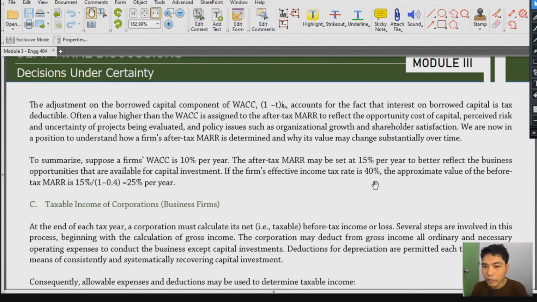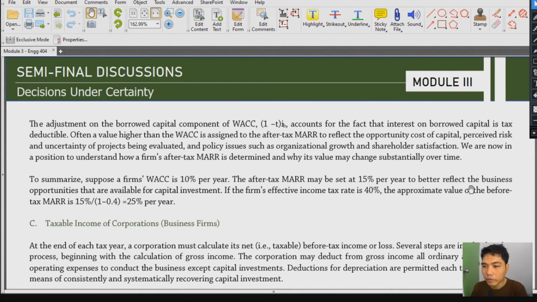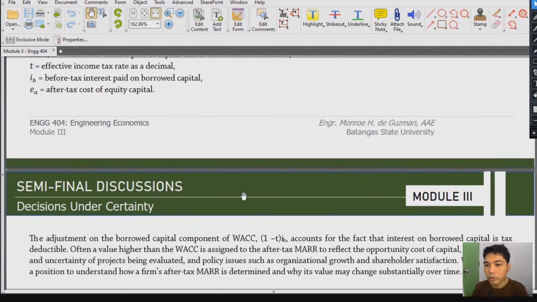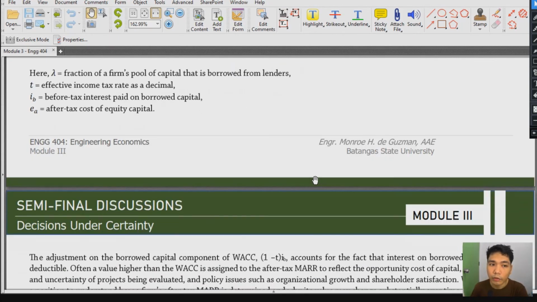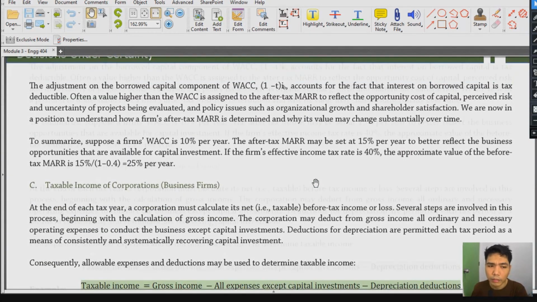So the after-tax MARR may be set to 15% per year to better reflect the business opportunities that are available for capital investments. And if the firm's effective income tax rate is 40%, the approximate value of the before-tax MARR is 15% over 1 minus 0.4, which is 25% per year. So that only means we can utilize this equation to determine our after-tax cost and then our before-tax cost. So, yun lang naman yung ibig sabihin.